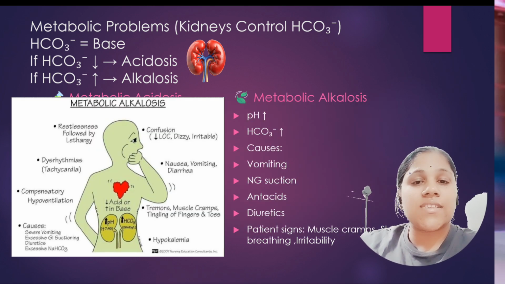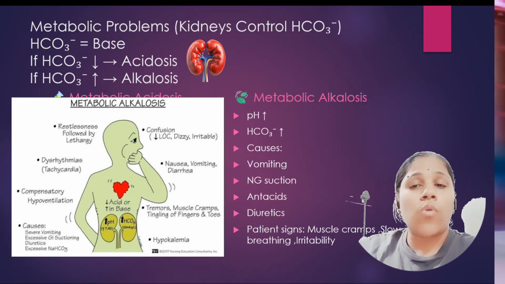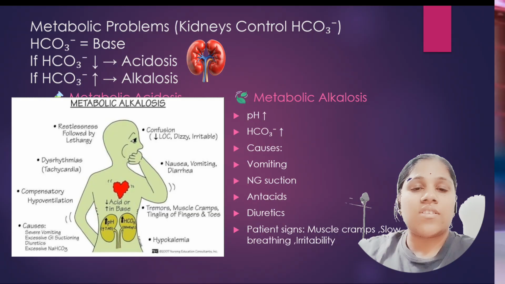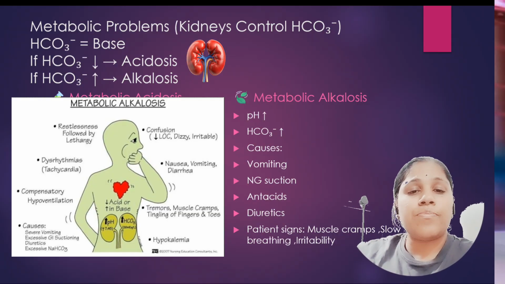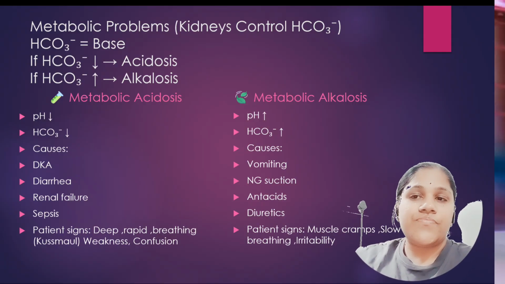Another main type of problem is metabolic alkalosis. Here the pH is on an increasing trend. Similarly, the bicarbonate is also increasing. The causes here are vomiting, NG suction, antacids, and diuretics. The patient mainly presents with muscle cramps, slow breathing, and irritability.